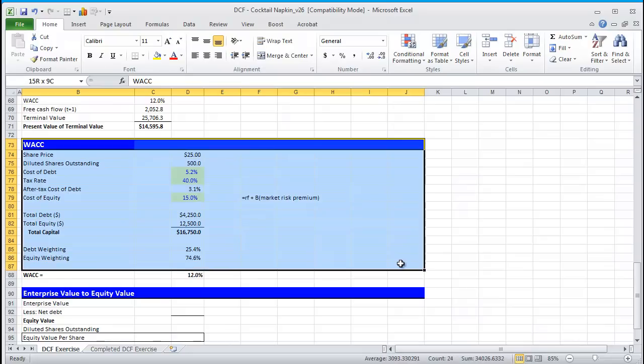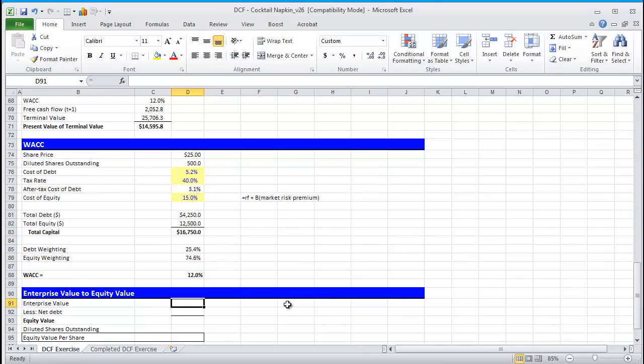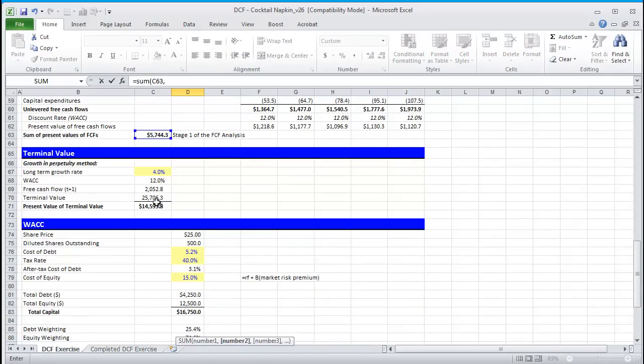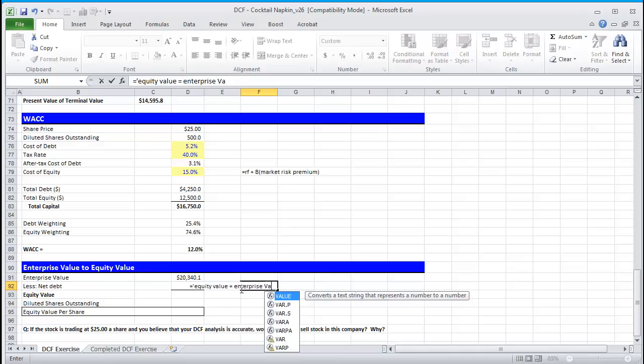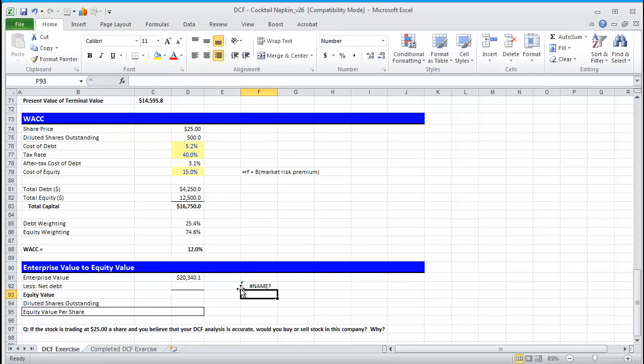So now that we've calculated WACC and brought that into the model, we can calculate enterprise value, which is the sum of our stage one plus stage two. But again, we're concerned with equity value. So we need to go from enterprise value to equity value. How do we do that? We need to subtract out net debt. In other words, equity value equals enterprise value less net debt. Okay? So keeping this formula in mind, we'll go ahead and calculate this.